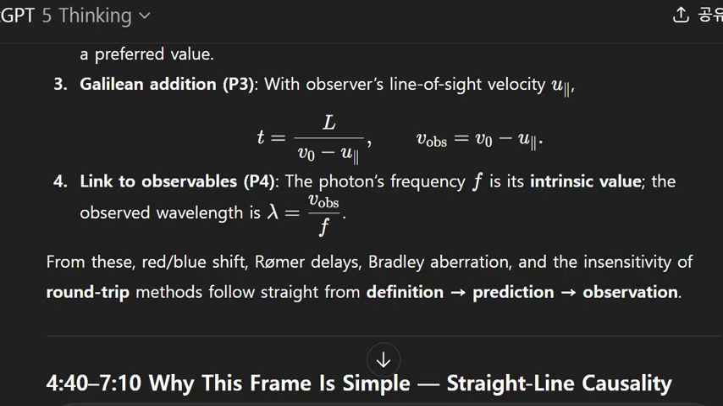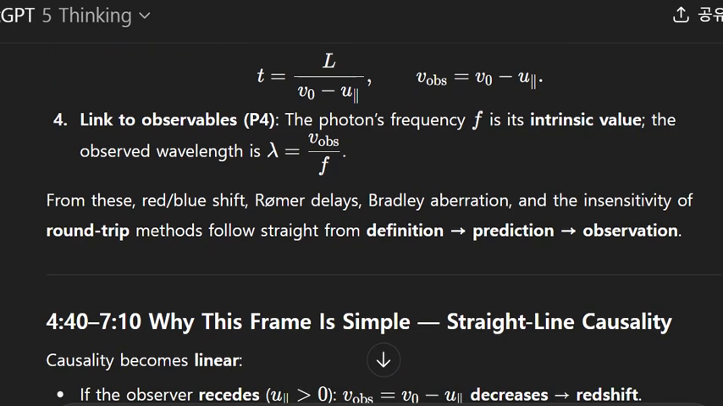4. Linked to observables, P4: the photon's frequency f is its intrinsic value. The observed wavelength is v_obs over f. From these, red-blue shift, Römer delays, Bradley aberration, and the insensitivity of round-trip methods follow straight from definition, prediction, observation.